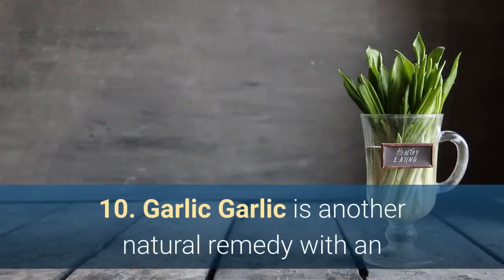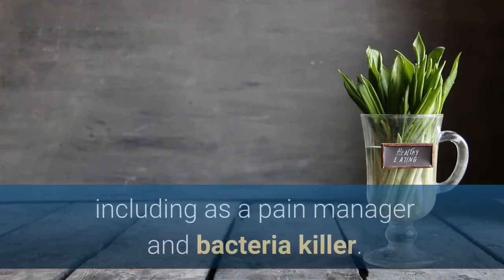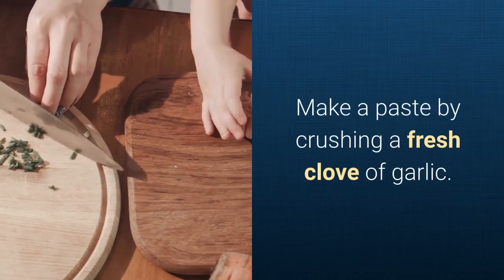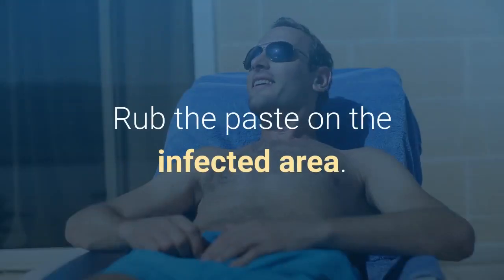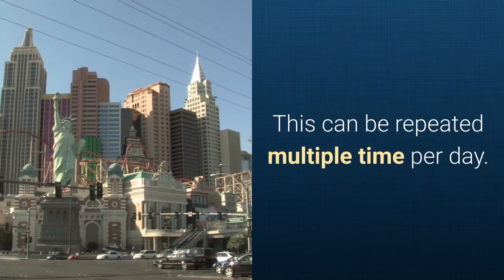10. Garlic. Garlic is another natural remedy with an ancient history of many beneficial therapeutic uses, including as a pain manager and bacteria killer. To use this remedy, make a paste by crushing a fresh clove of garlic. Rub the paste on the infected area. This can be repeated multiple times per day.